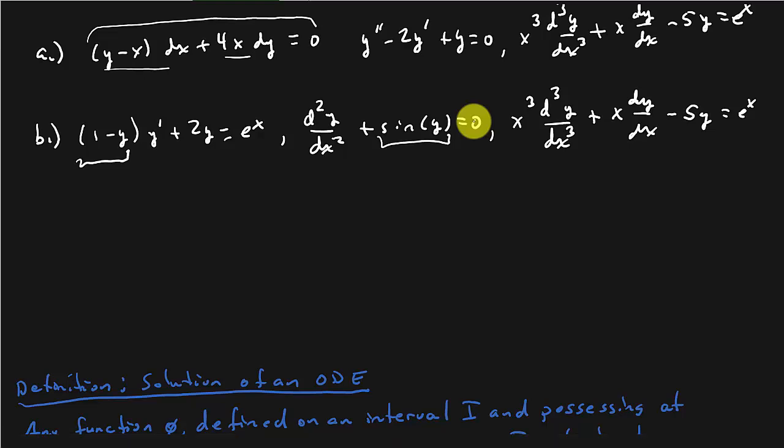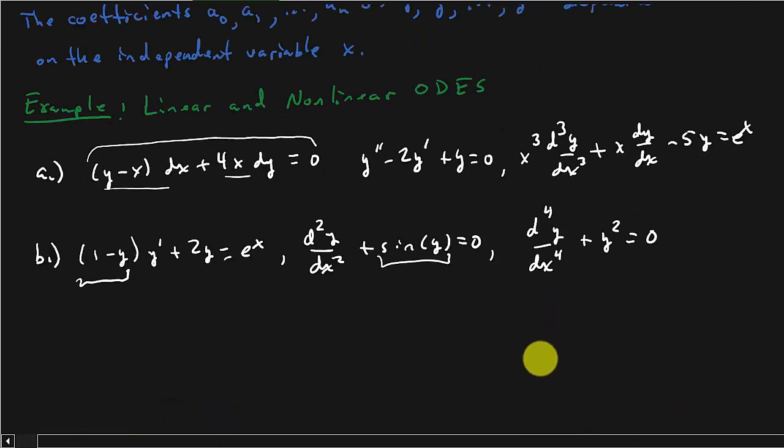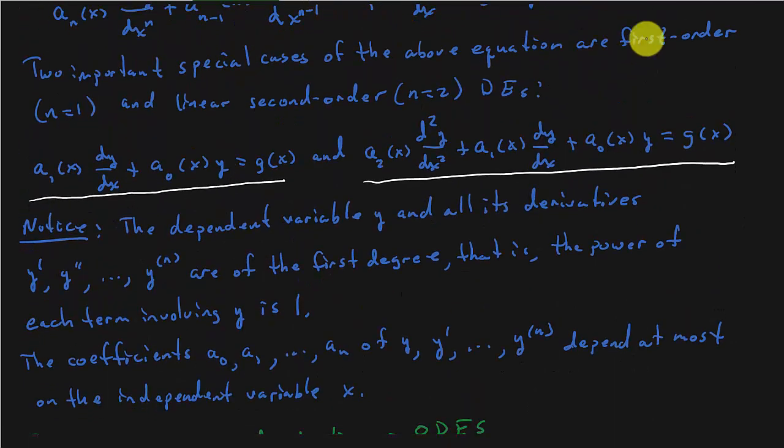And then, let's see. Oh, you know what? I didn't write down the right equation here. My bad. We've got d4y dx 4 plus y squared equals 0. So obviously you can see this is nonlinear. See how the y term is squared? And these are nonlinear differential equations. This is a first order, this one is a second order, and this one is a fourth order. All right. So hopefully that clears up what we wrote here.